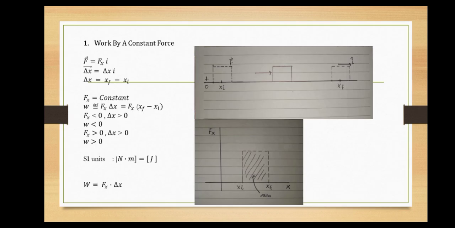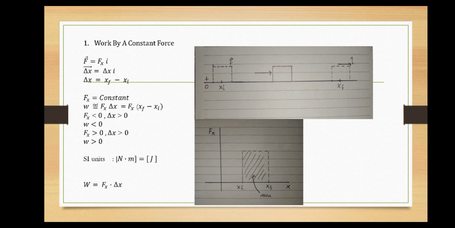1. Work by a constant force. Suppose an object and we apply a constant force in the horizontal direction. The concept of work: suppose the object moves from position xi to position xf under the force. The formula can be written as force dot object displacement. So the displacement vector is delta x equal to xf minus xi.